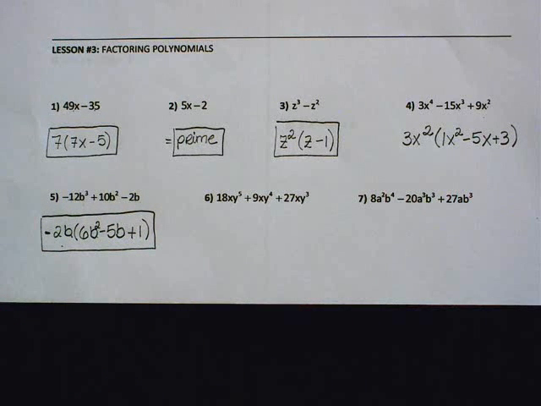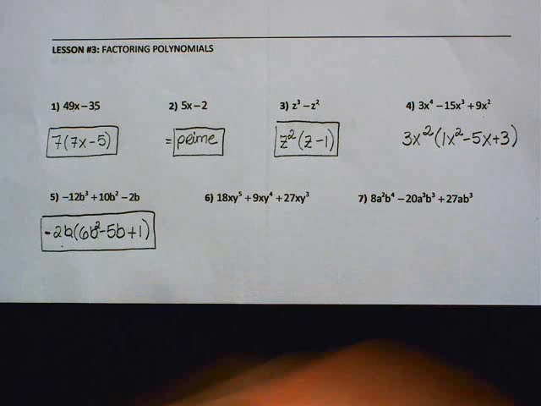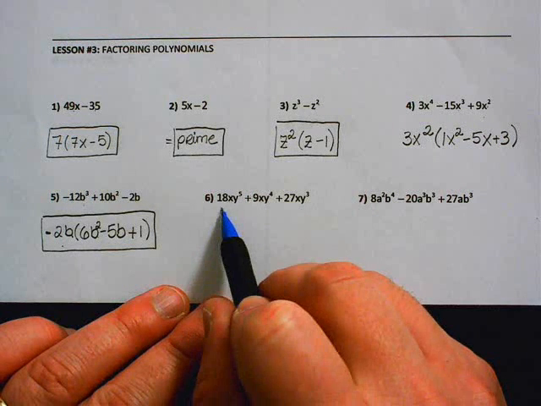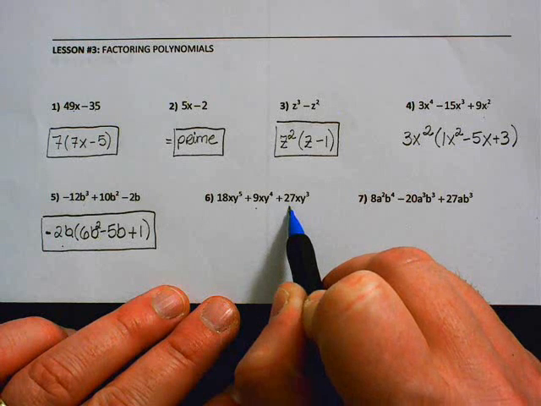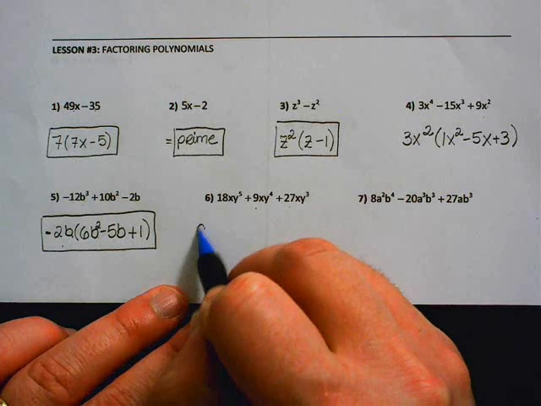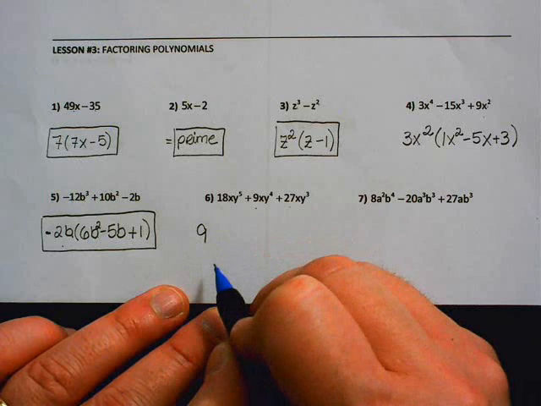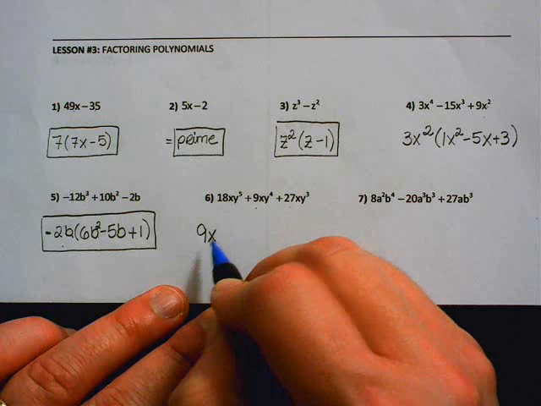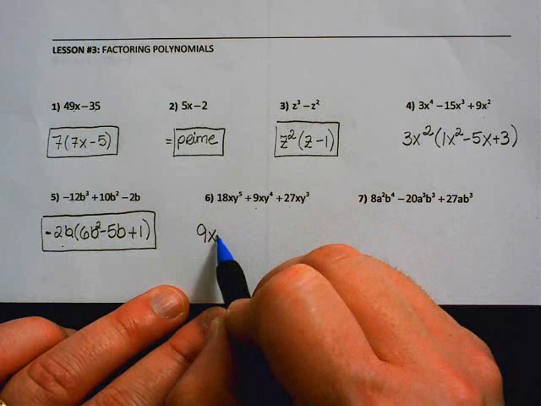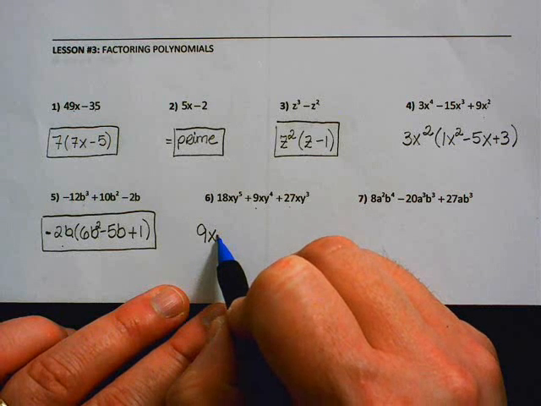Okay, let's go on to the next one. What is the biggest number that goes into 18, 9, and 27? The answer would be 9. Can I factor out an x? And the answer is yes. They all have x's, and they all have x to the first. So I'm going to factor out x to the first.